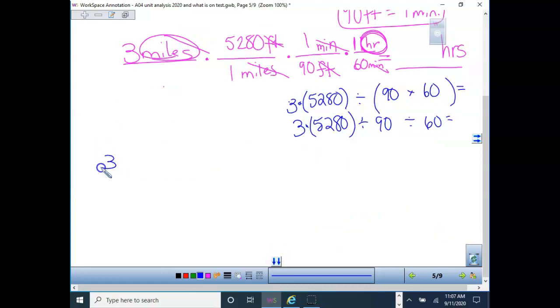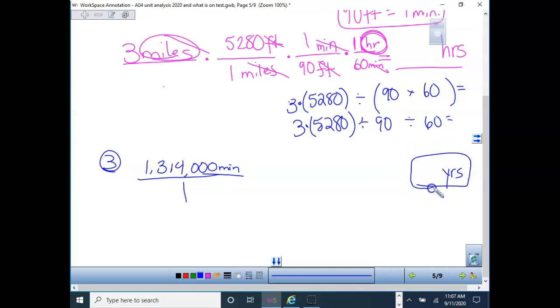I'm not going to do all of it, but in number 3, you are looking at 1,314,000 minutes over 1. And our answer we want in years. So the key thing is, this is my label at the end. That's the word that I need on the very top of the last conversion. But I'm going to start with the first one and go, oh, minutes to hours, right? So minutes to 1 hour is 60 minutes. Now I got to change hours to, what do you think?